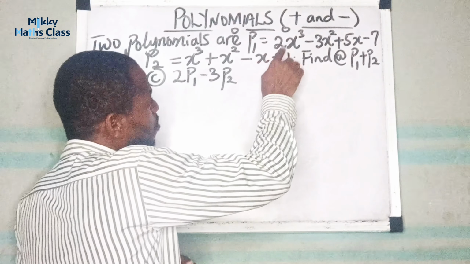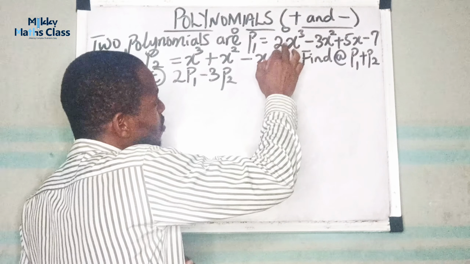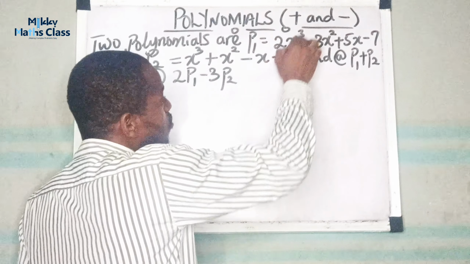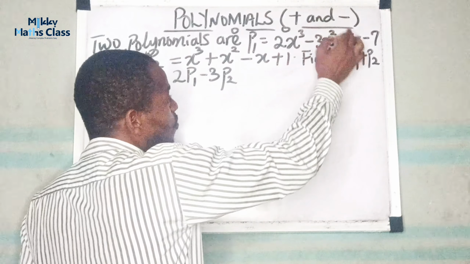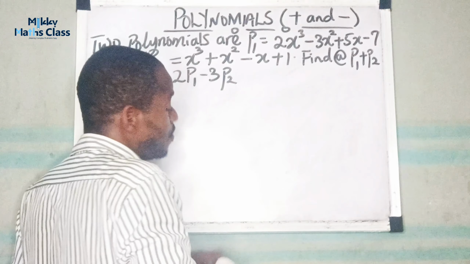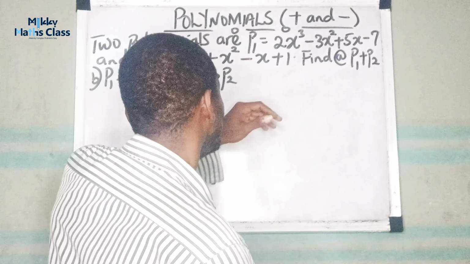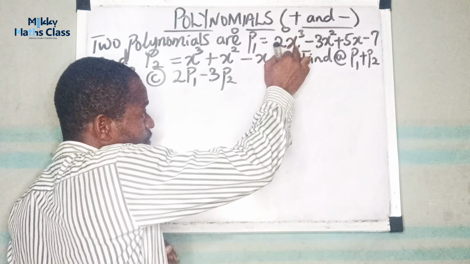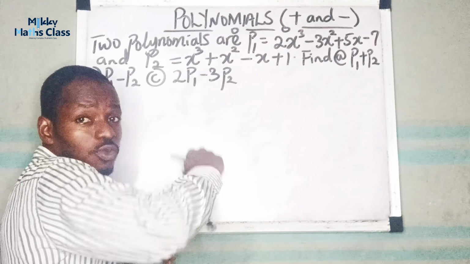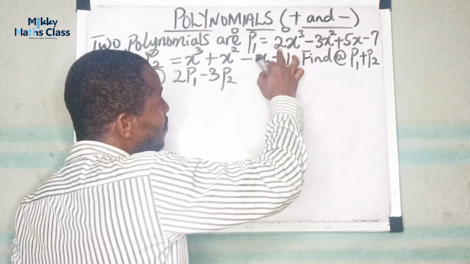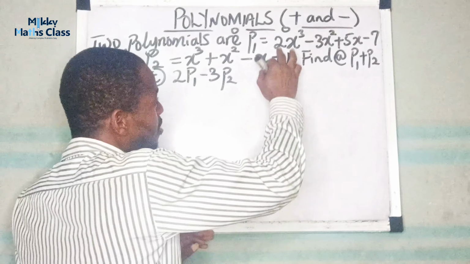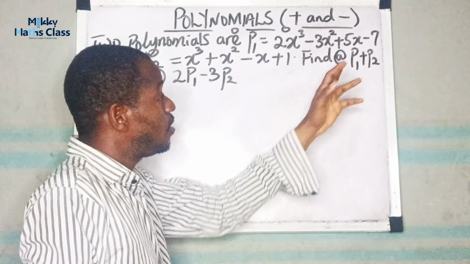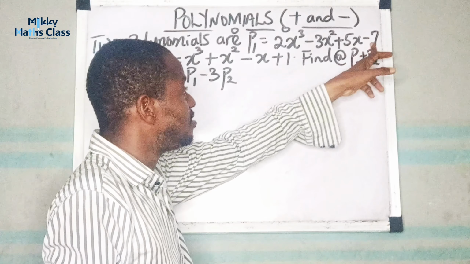Now, let's look at this polynomial. This is an example of a polynomial of order 3: 2x to the power of 3 minus 3x squared plus 5x minus 7. The 2 in front of the x cubed is what we call the coefficient. So the coefficients of this polynomial are 2, negative 3, and 5, while the constant is negative 7.